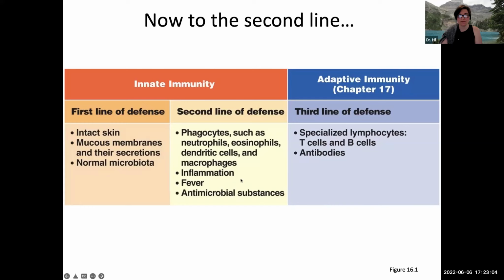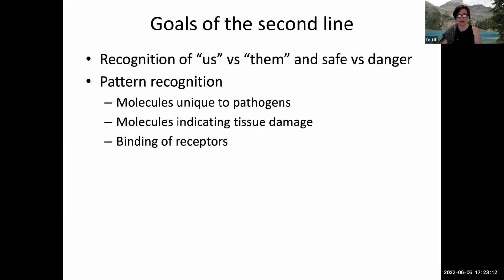A key component is phagocytes. There's also processes and so-called antimicrobial substances. So the goals of the second line, whereas the first line of defense is basically a physical barrier, the goals of the second line are more pattern recognition. They protect you if the wall's already been breached. So the bad guy got in through the castle wall. Now there's roving beat cops, there's booby traps that are set up to go off and capture and remove guys that have gotten in past the initial physical barriers.